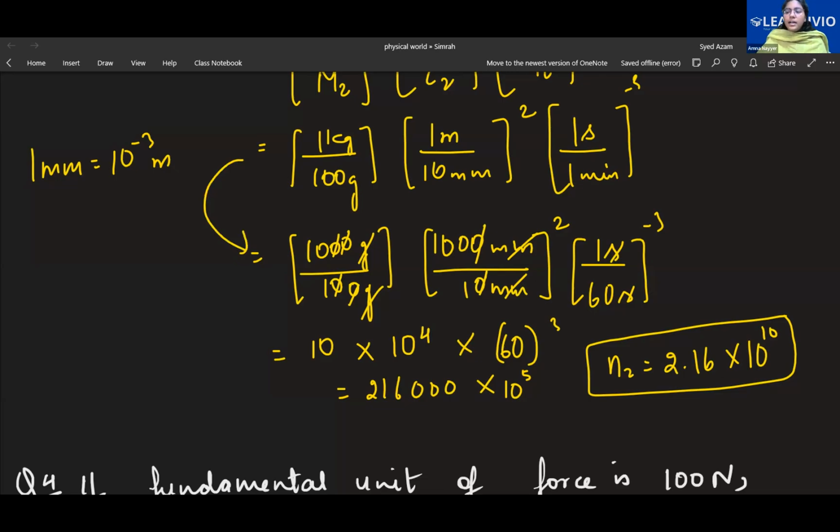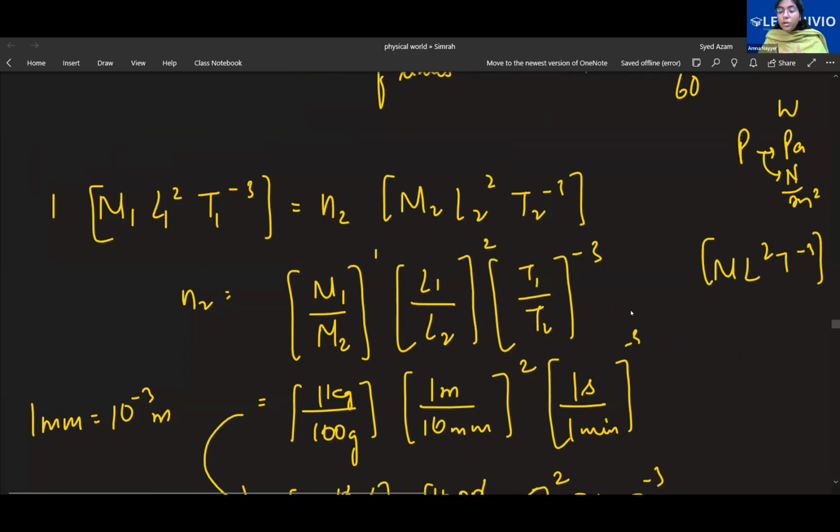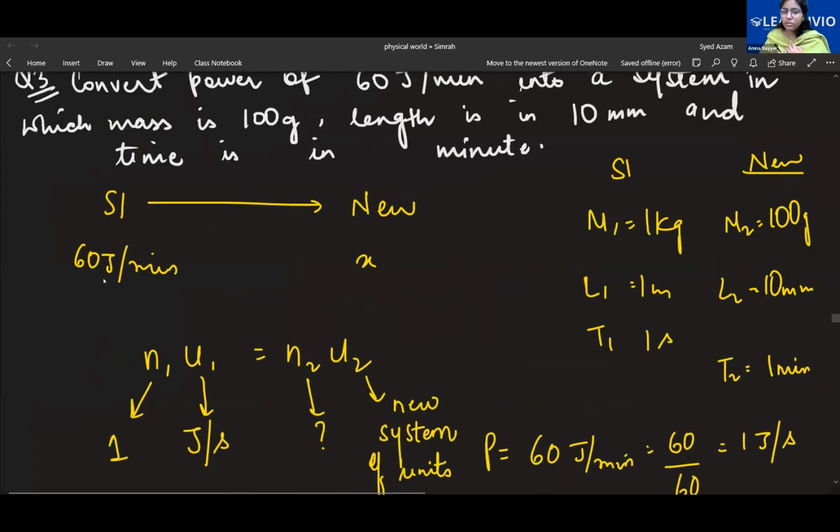Just pay attention that whichever system you are using, it should be uniform. Like here in the question, I could have used power also. I could have used 60 also, but I couldn't because it was given joules per minute, and it's not the SI system. When I'm converting SI into new, I should have this also in SI, which is 1 joule per second. So just keep this in mind. This is an important question, and it's a little tough also. Write it, you will be able to understand.